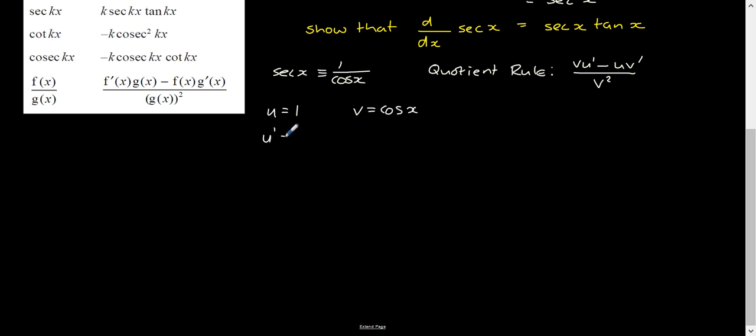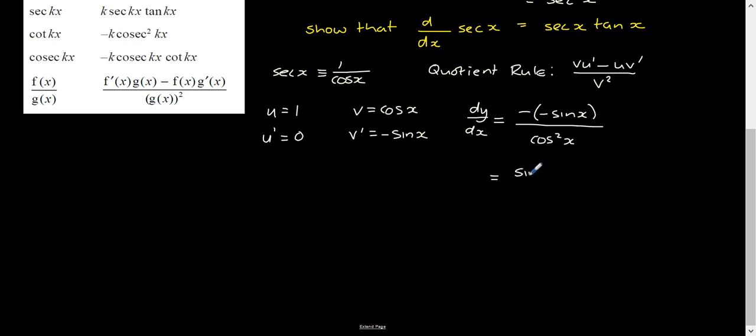This time u is 1 and v is our cos x. If you differentiate 1 with respect to x, you get 0, and if you differentiate cos x with respect to x, you get minus sine x. So let's plug all of this into our quotient rule. We get dy by dx equals v times du, so cos x multiplied by 0, that's 0, minus u times dv, so 1 multiplied by minus sine x, so we've got minus sine x, divided by v squared, so we've got cos squared x. Obviously, subtracting negative sine x is just sine x, divided by cos squared x.